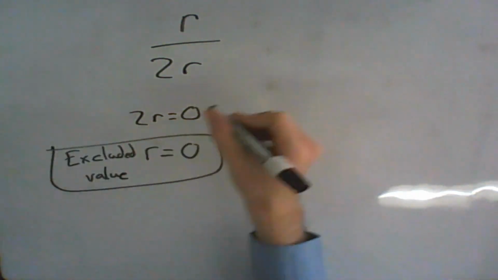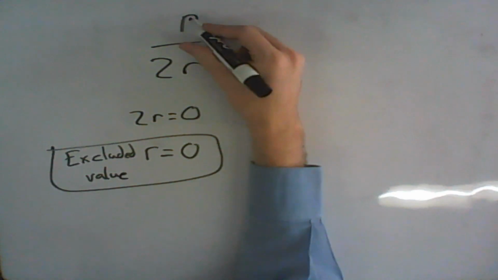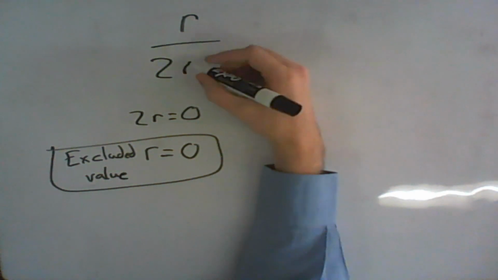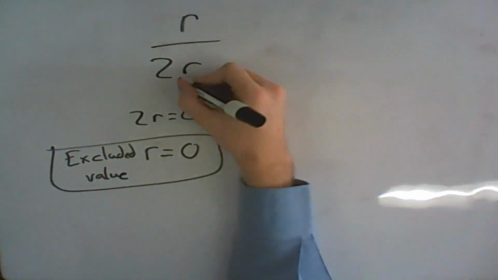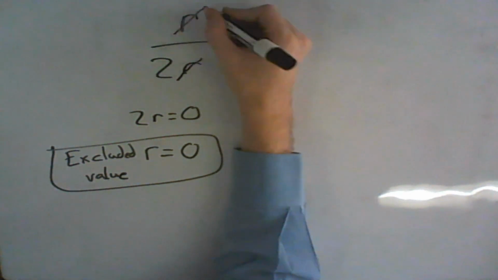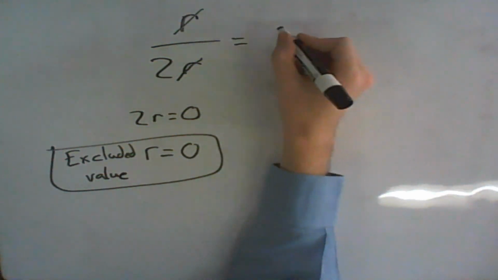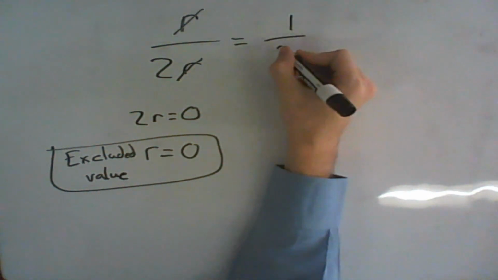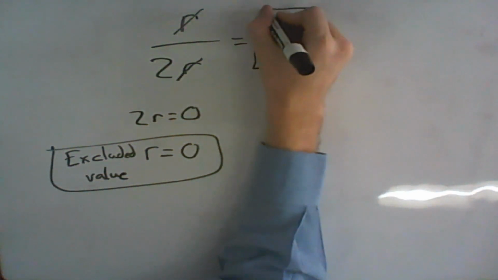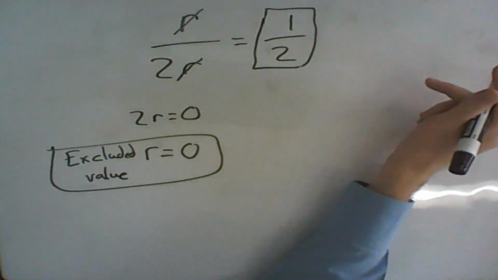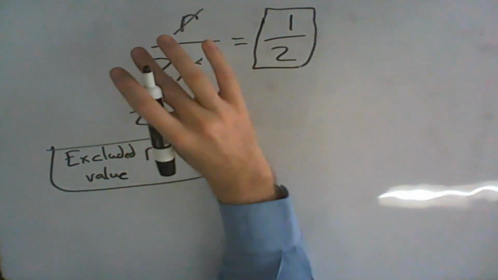Okay? Then we see that there's an r on top and an r on bottom. That it's multiplication. This is multiplication right here. So we can cancel out the two r's, and we get 1 over 2. Okay, and that would be our answer right there. Okay? Where did the r's go? They got canceled.